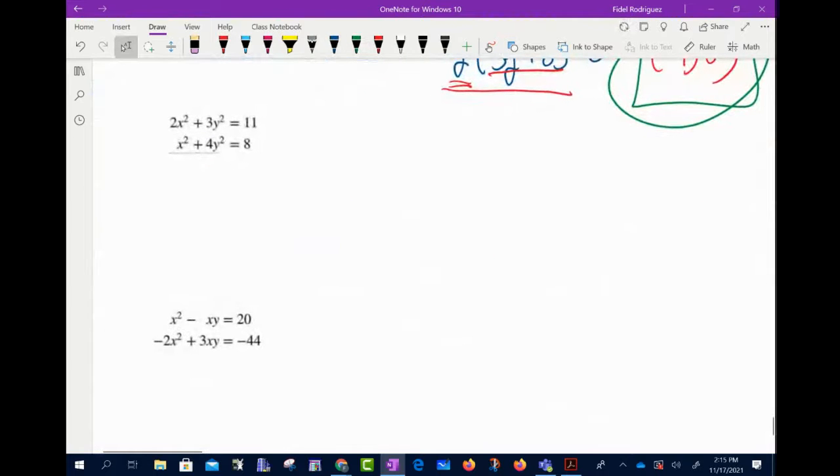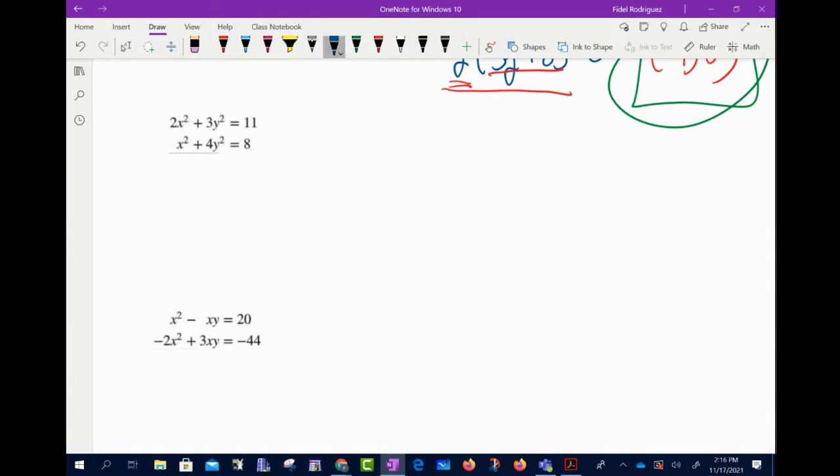So now let's take a look at this next problem. So here I have 2x squared plus 3y squared equals 11, and x squared plus 4y squared equals 8. Okay, so here, y'all, I have a couple of options. We can do substitution again if we want to, or we can do the elimination method. So just to give you a heads up, the elimination method is I want to get the same numbers in front of my x squareds in this case, or in front of my y squareds, but I want them to have opposite signs. So if one number is 5, I want the other one to be a negative 5. If this one is a negative 3, I want this one to be a positive 3.